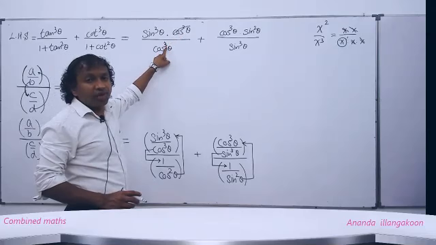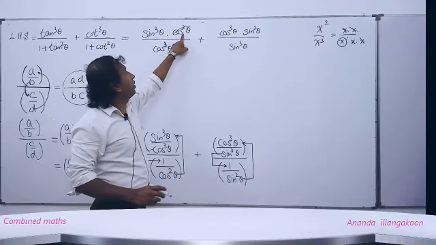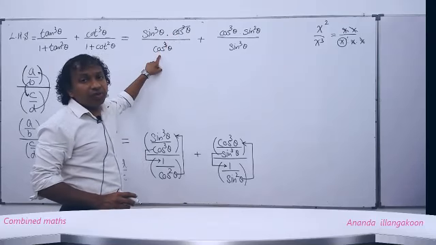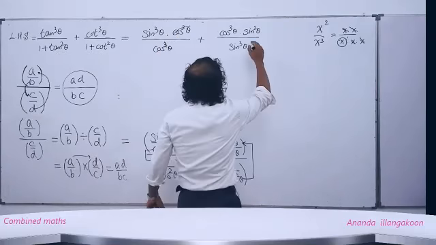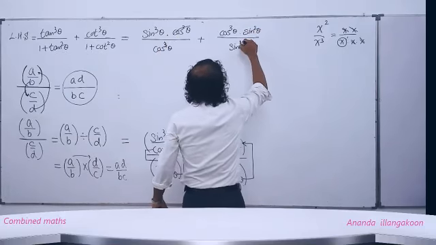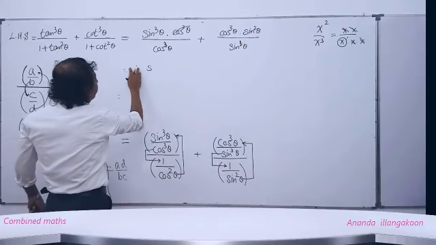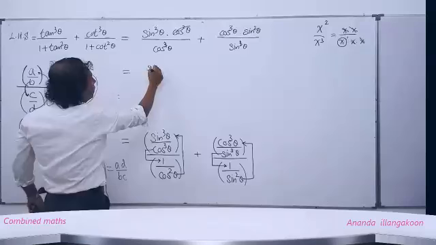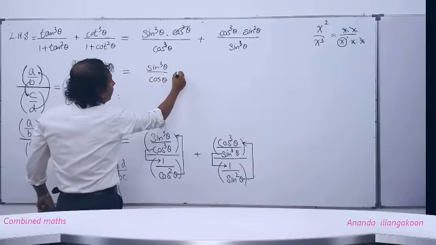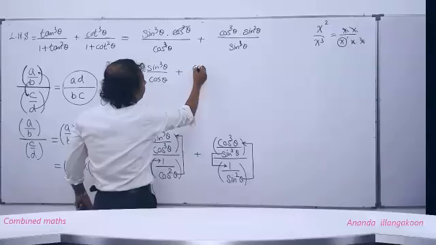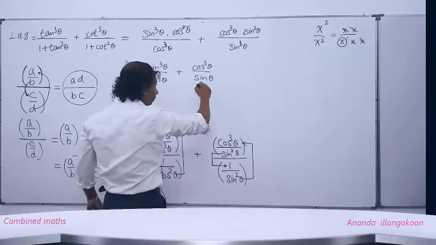However, finally we should have only cos theta. If we do the cancellation like this, that required cos theta will remain finally at the denominator. Understood? Similarly here, people, we can cancel down this. Then we get, people, here, what? Sine cube theta divided by cos theta plus cos cube theta divided by sine theta.